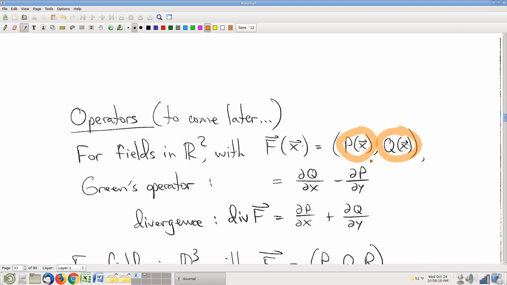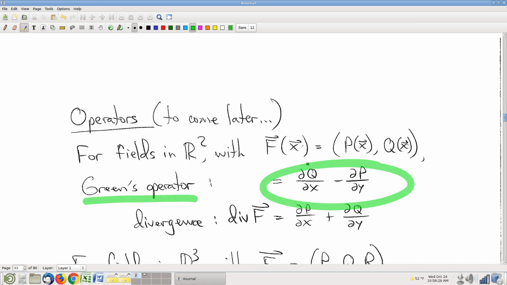We'll use P, Q. Very, very common choice. All right, and with that said, Green's operator is computed by this formula for reasons that will become clear later. At the moment, you just need to know the formula. It's Green's operator. Memorize it. It'll be very useful later on.